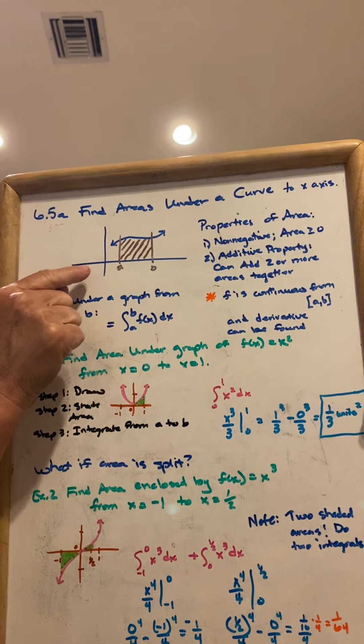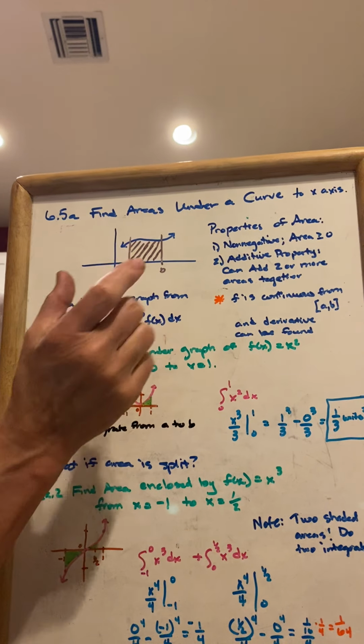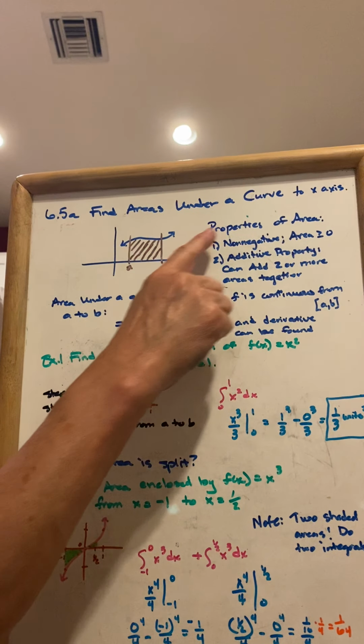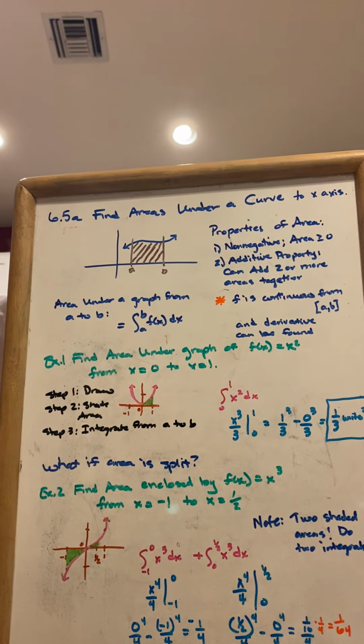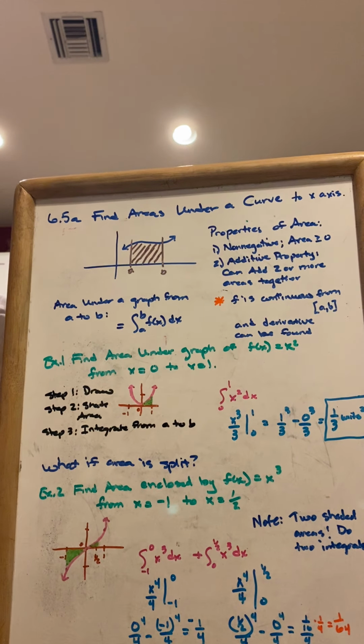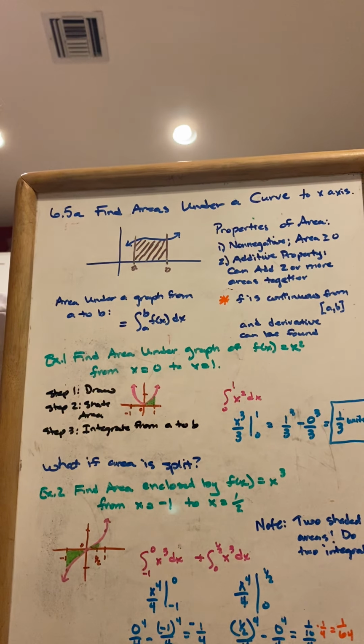So the first thing is you're going to have a curve, and you're going to have a distance from A to B that you're going to measure, or try to figure out the area in between there. First of all, you need to know some properties of area. Number one, it's non-negative. Area is always greater than or equal to 0. So for instance, if you get a negative answer, you can't have negative area.